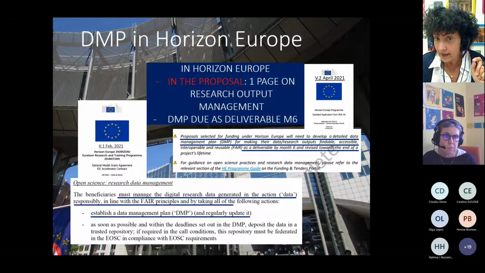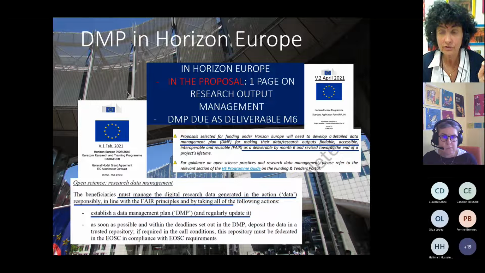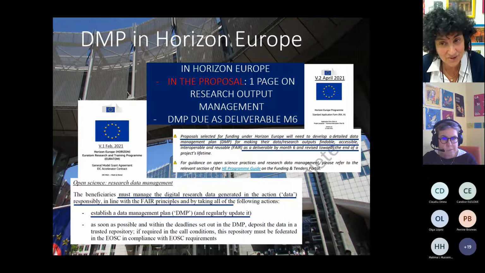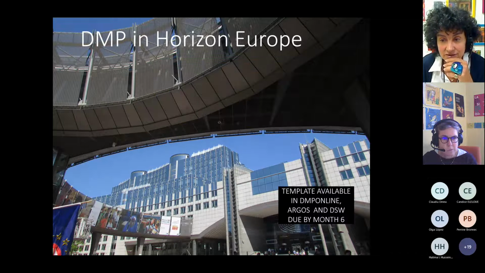And I underline research output management because it's not only about data. If your research is producing software or workflows or methodologies or videos or whatever, it's not only data, it's research output management, okay? So you have to give an outline in one page in the proposal, and then your complete DMP is due as a deliverable of the project by month 6, okay? If the project is funded. In the proposal, you still don't know if the project will be funded or not.